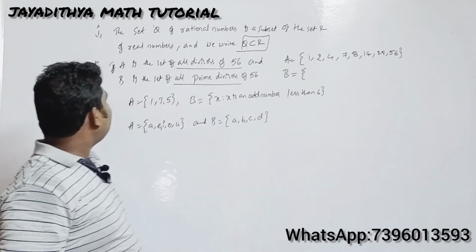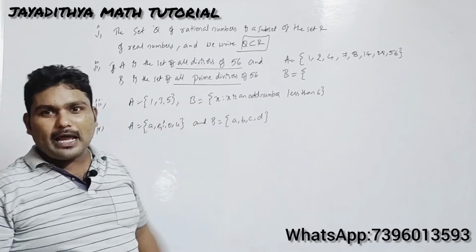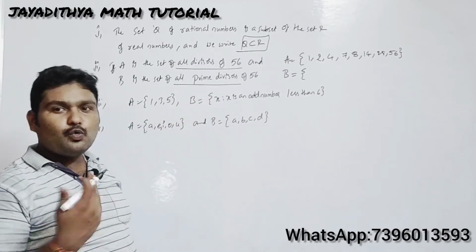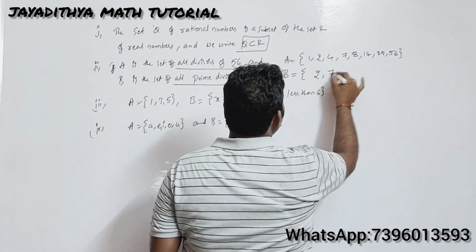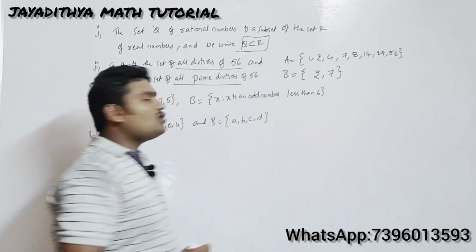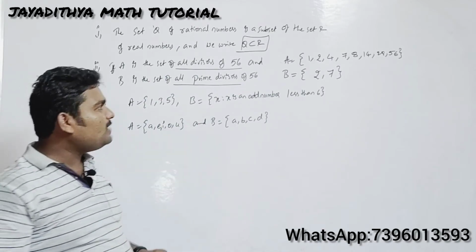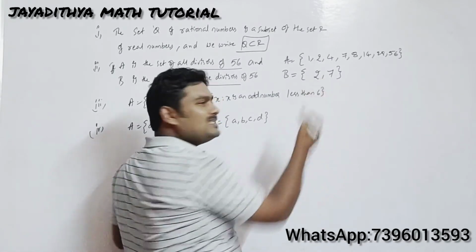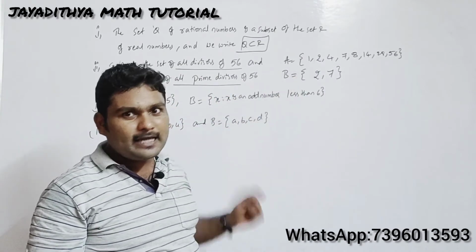So what can you say here? B is the set of all prime divisors of 56. If you do prime factorization, then you can easily find out what the prime factors are. Only 2 and 7 will be the prime factors or prime divisors of 56. So what can you say about A and B? Once you observe, B is the smaller set here. So let us check whether each and every element of B is present in A or not.